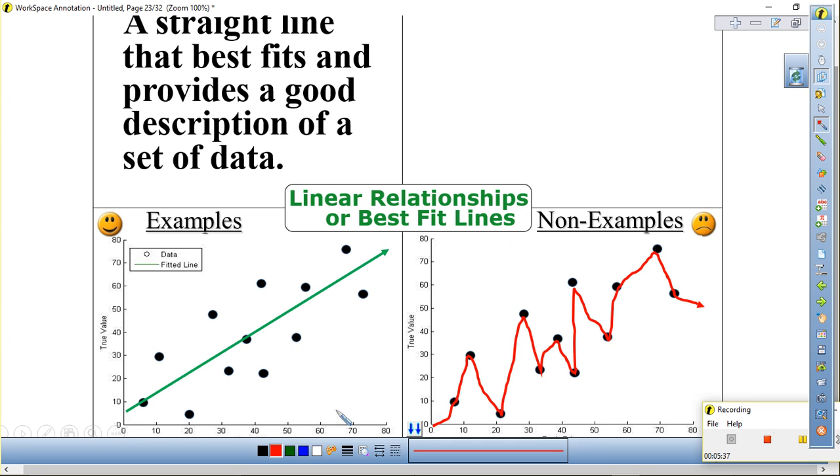All right, here we go. So, according to what we just learned in regards to best fit lines, share with your neighbor a couple of hashtags that you would share with someone that would clarify what best fit lines are.